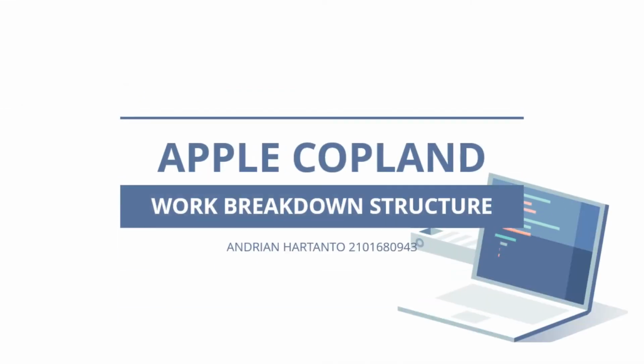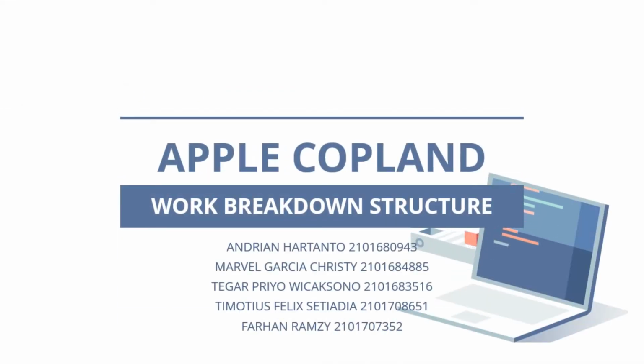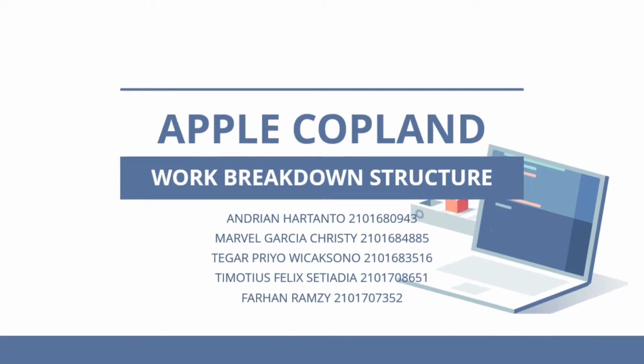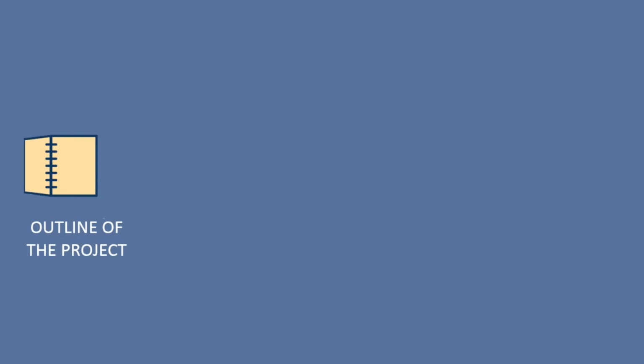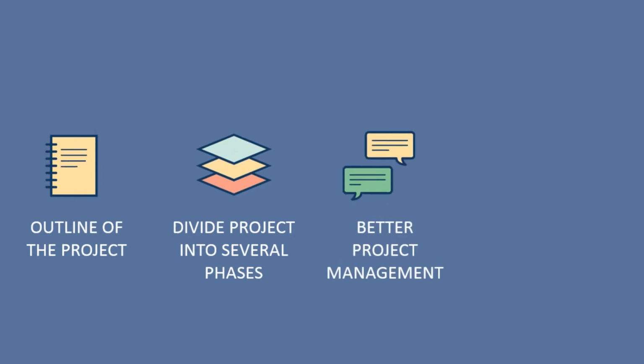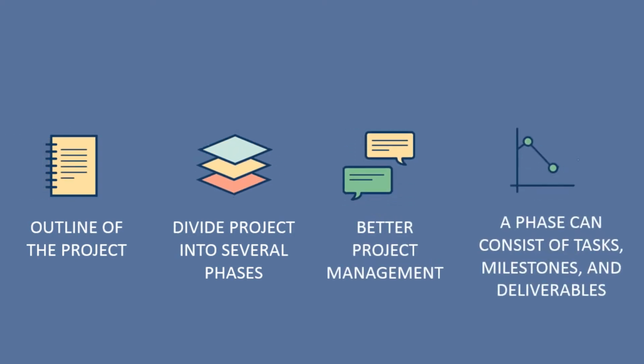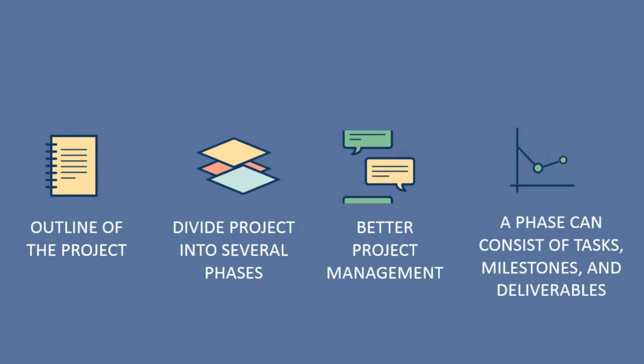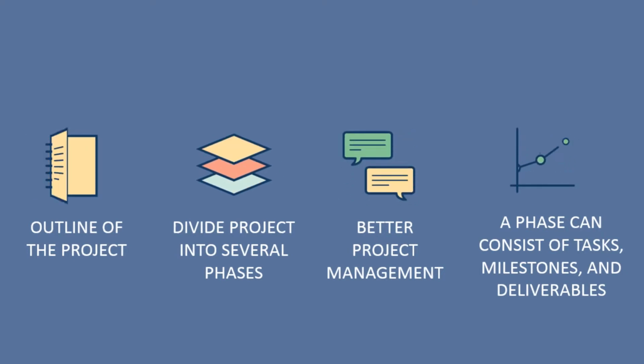Hello, in this video we'll be talking about work breakdown structure. Work breakdown structure is an outline of what work is to be performed in a project. By making an outline and dividing the project into several phases, we can have better project management. A phase in the project can consist of several related tasks, milestones, and deliverables.